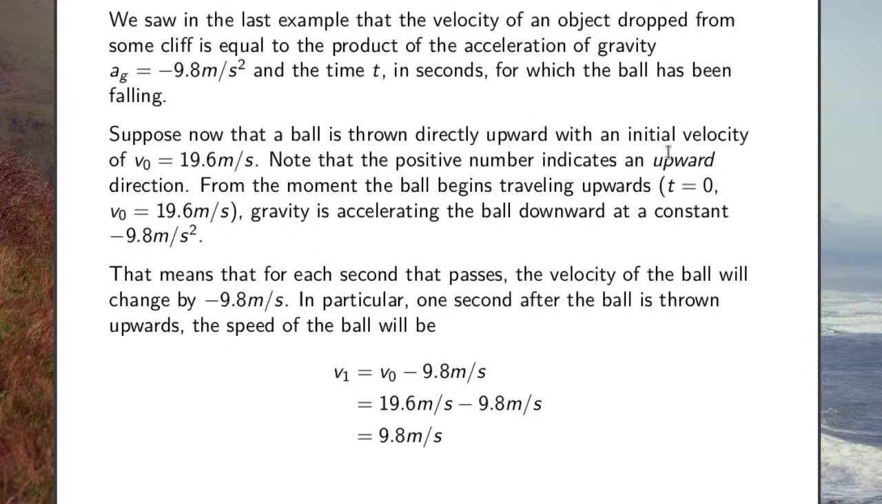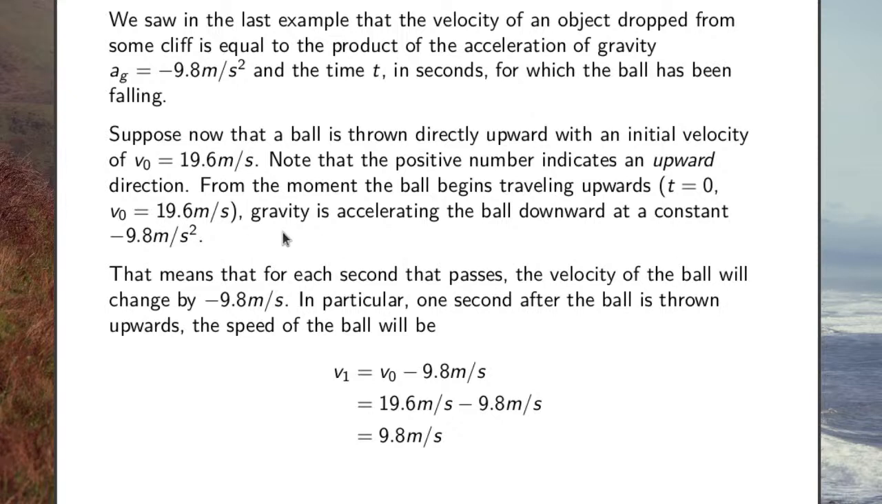So, right. We were just saying that the initial velocity is 19.6 meters per second. And remember, this is a vector. So the positive number means that this is going upwards, right? So our v naught is the velocity the moment the ball begins traveling upwards, i.e. when the time is 0. So we're starting our stopwatch the instant the ball goes up.